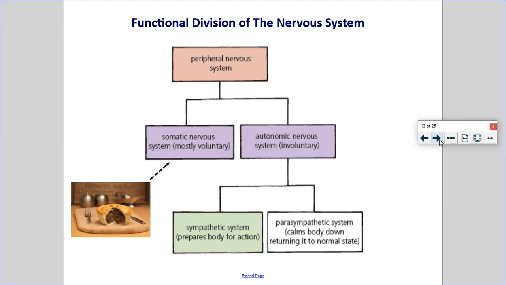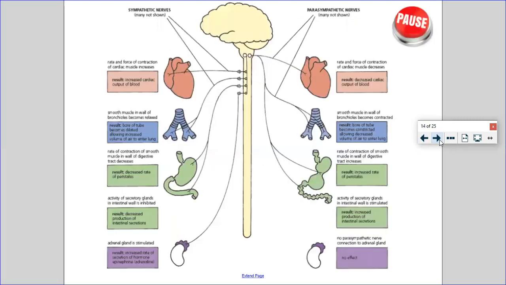So the autonomic nervous system, this one that happens without any conscious thought, can be split into two as well, the sympathetic and the parasympathetic nerves. The best way to remember it is the sympathetic system gets your body ready for action, and then your parasympathetic calms you down after that action. So we'll look at a few examples.